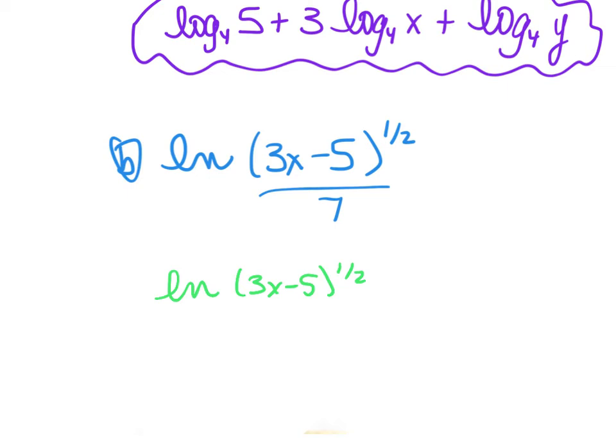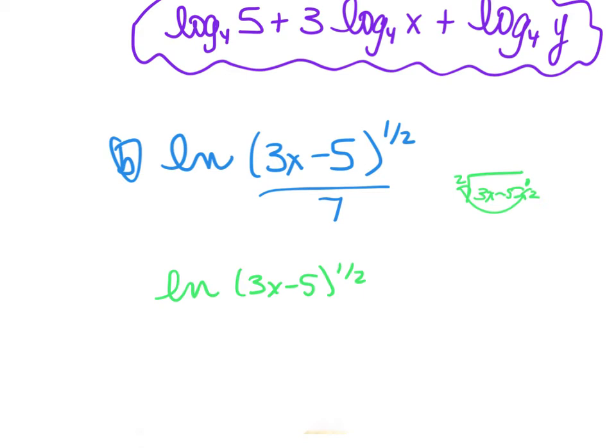What did you tell me division went with? Subtraction. Why is it 1/2 instead of 2? Because if you have the square root of something, there's a little index here. So I had 3x minus 5 to the first power. Your index becomes the denominator, so it's 1/2. It's the opposite of squaring a number. Good question. All right, so guys, I have my natural log of 3x minus 5 to the 1/2.